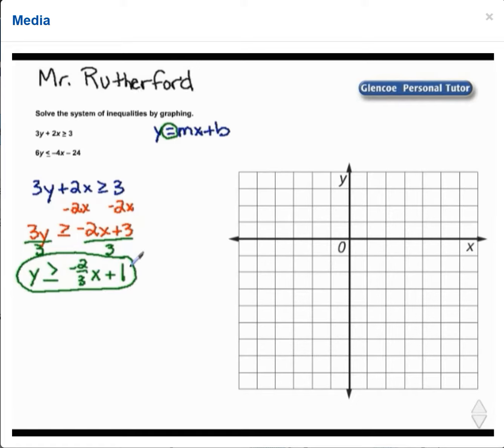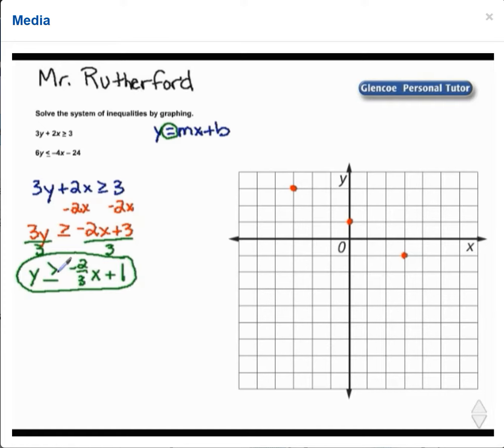First, we'll start at the y-intercept, which is up 1 from the origin. Notice we have a slope of negative 2/3. So we have a rise over run. Our rise is down in this case, so we'll go down 2 and to the right 3. I could have also gone up 2, but then I would be required to go to the left 3.